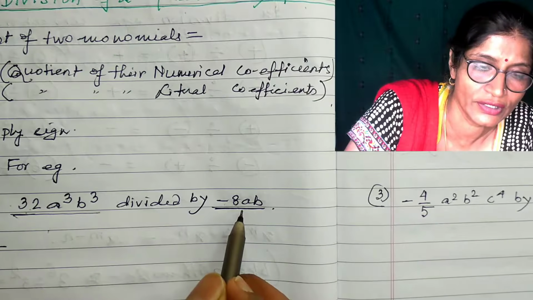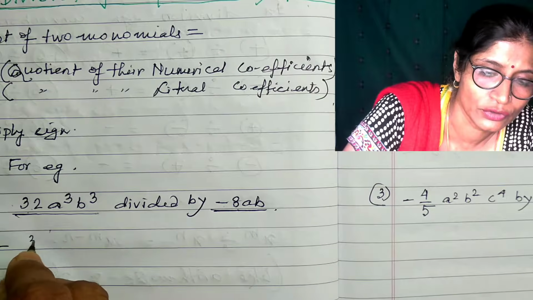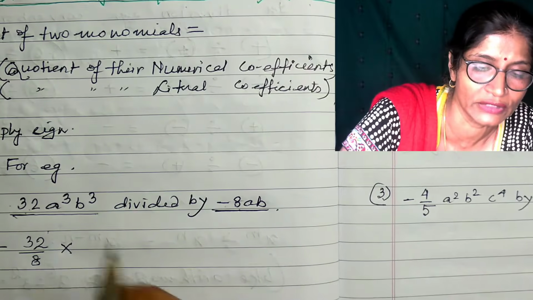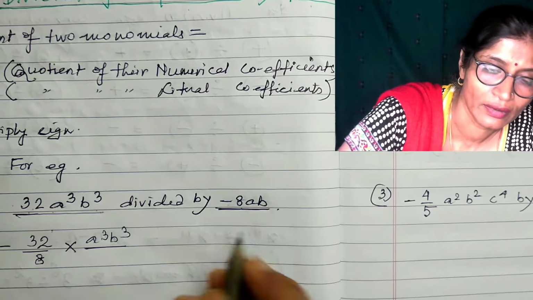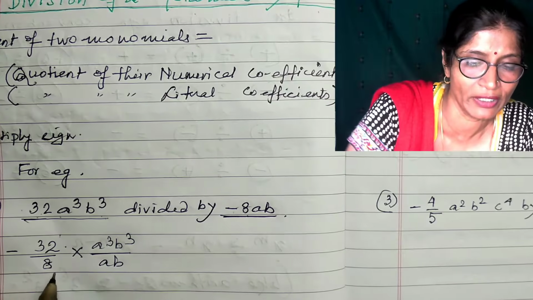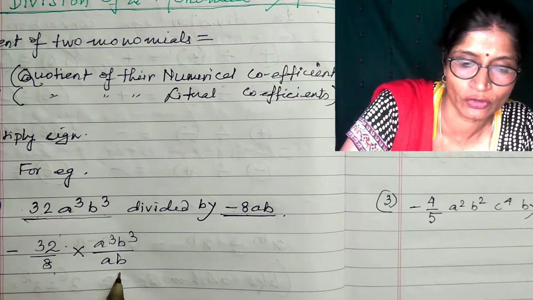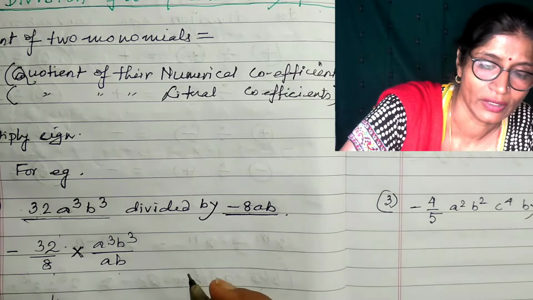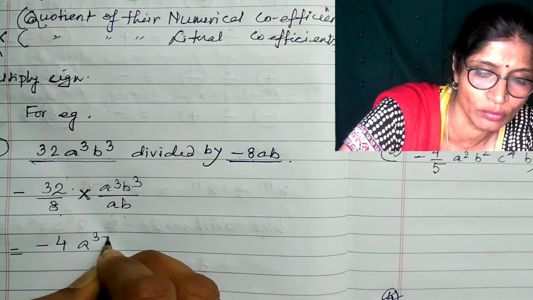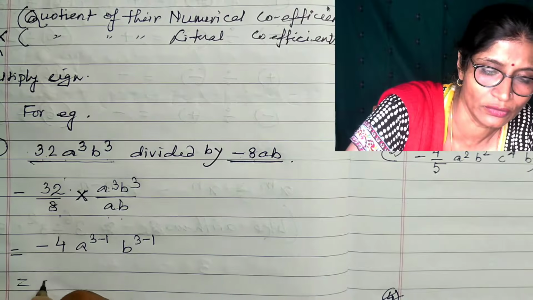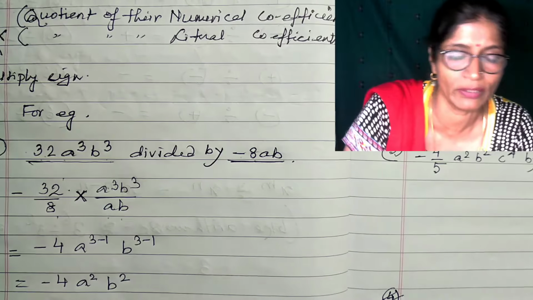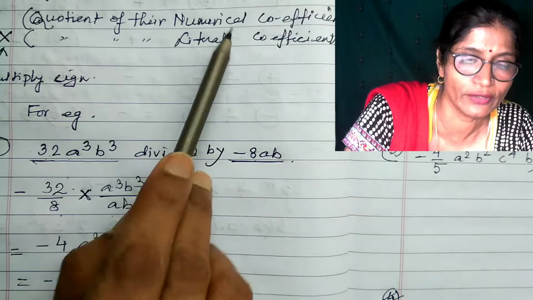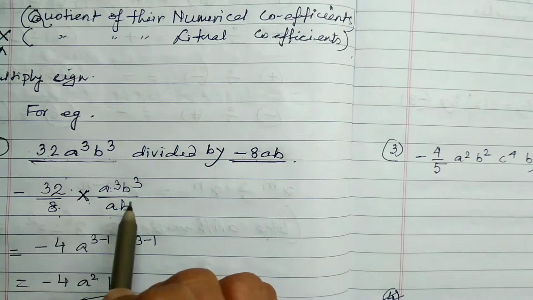Then the numerical coefficient is divided by the numerical coefficient, so 32 divided by 8. It means the quotient of the numerical coefficients. And then we have to give the sign, and a cube b cube by a b. Numerical coefficient is divided by numerical coefficient, and literal coefficient by literal coefficient, and between numerical and literal coefficient there will be the multiply sign. So it is equal to minus 4 and a cube minus a, it is actually a to the power 3 minus 1 and b to the power 3 minus 1. That is equal to minus 4 a to the power 2 b to the power 2, means a square b square. It means when a monomial is divided by a monomial, the quotient will be the quotient of their numerical coefficients into the quotient of their literal coefficients.